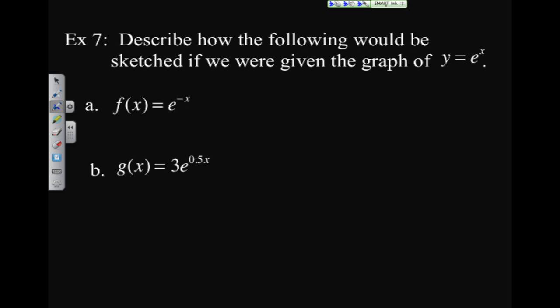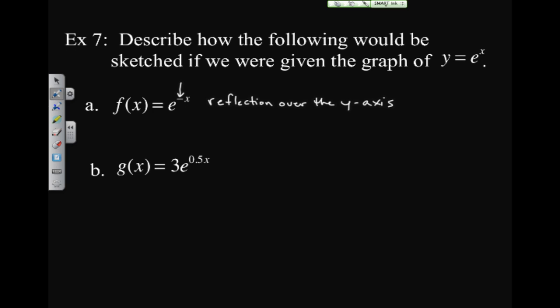Okay, we're going to describe these translations. Describe how the following would be sketched if we were given the graph of y equals e to the x power. Well, if we think about it, the negative right here, it's a reflection because it's a negative, but notice it's affecting the x, so it's moving things left and right. So this is a reflection over the y-axis. That's what that negative does. That's the only thing that has changed.